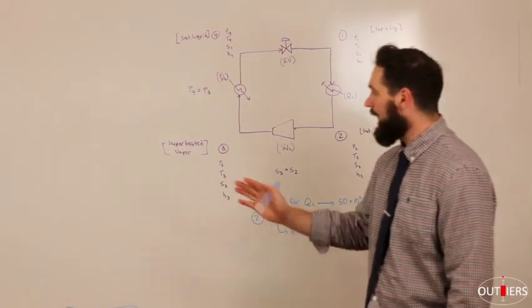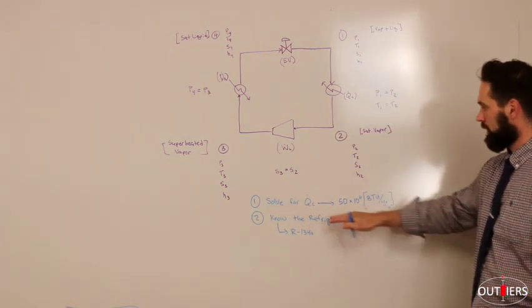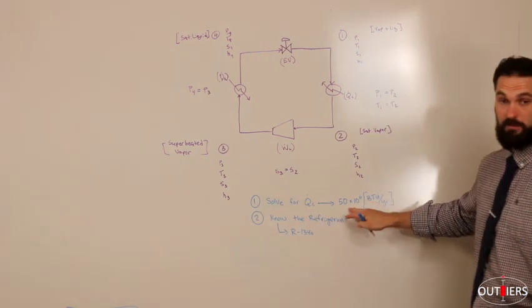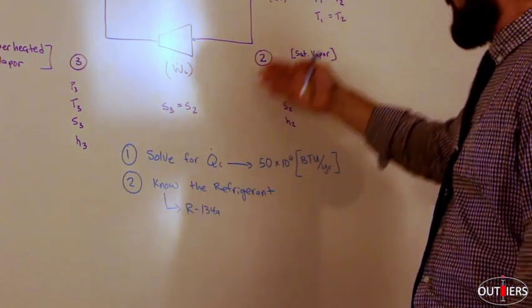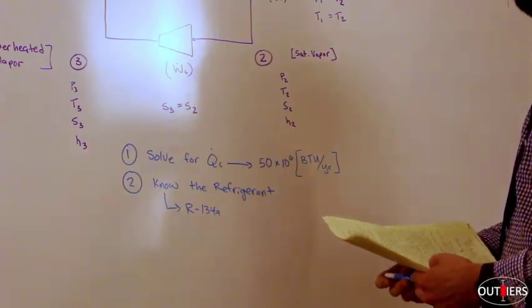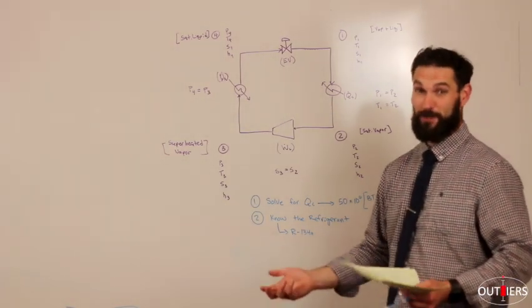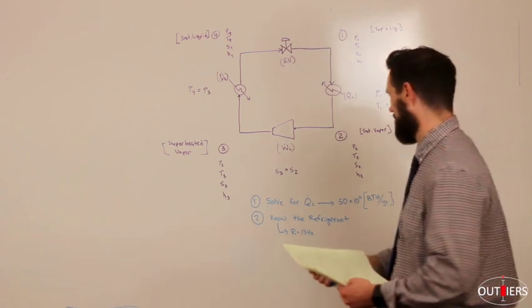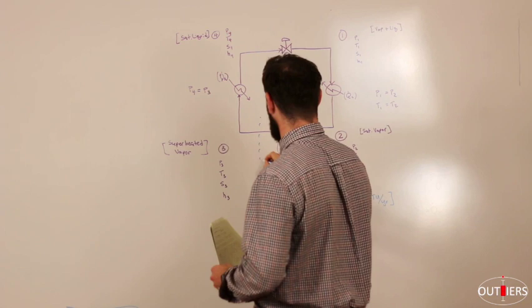All right, now that we're back from solving for QC, and we found that it's basically 50 million BTUs per year, does that help us solve this equation? And the question is, what equation are we trying to solve for? Remember, we're trying to find the work of this compressor.